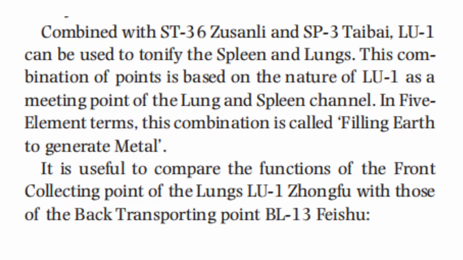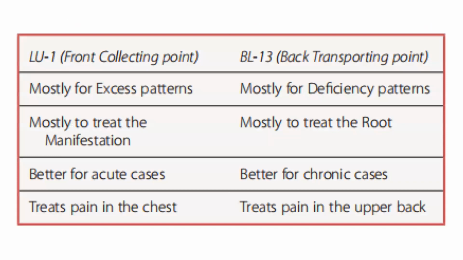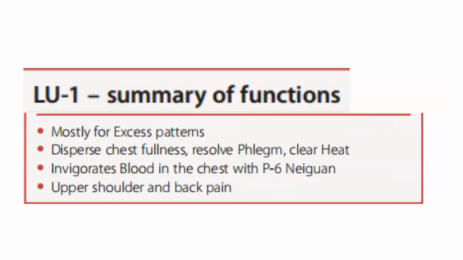It is useful to compare the functions of the front collecting point of the lungs, lung 1, with those of the back shu, bladder 13. So lung 1 is mostly for excess patterns, bladder 13 for deficiency patterns. For lung 1, we use this to treat the manifestation mostly, bladder 13 for treating the root. Lung 1 is better for acute cases, bladder 13 for chronic cases. Lung 1 treats pain in the chest, bladder 13 treats pain in the upper back.